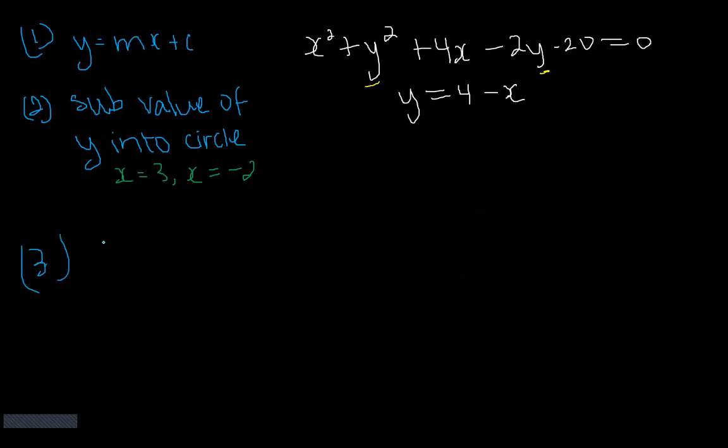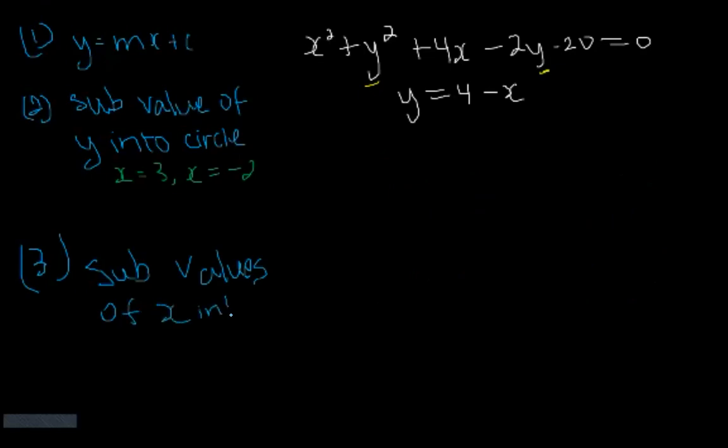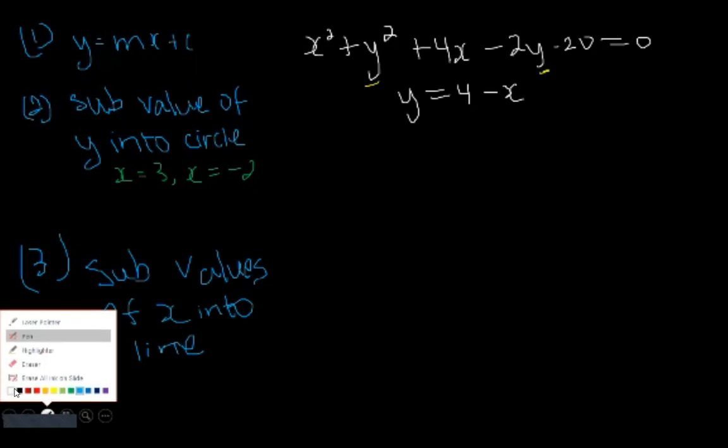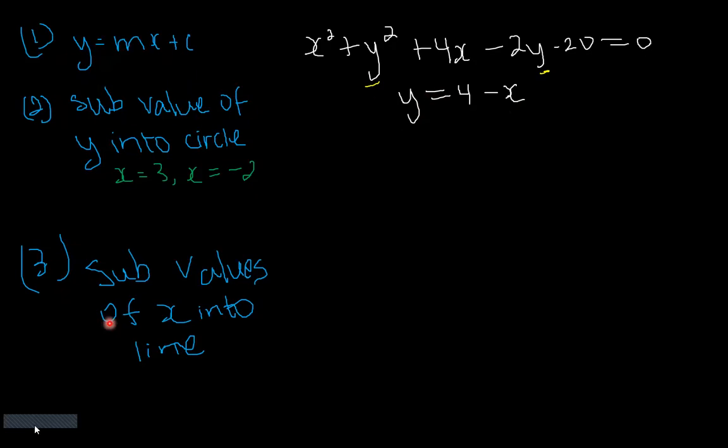The third and final step is to substitute. So sub means substitute values of x into the equation of the line. So just put into line. We know that the line has this equation, y is equal to 4 minus x.